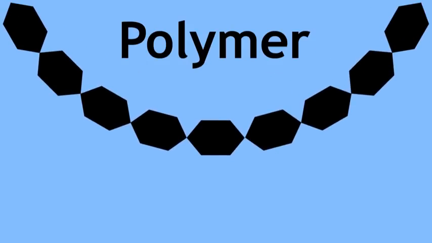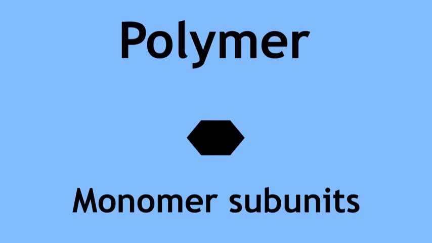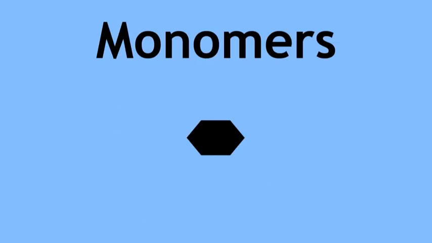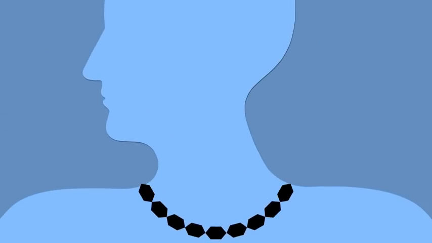A polymer is a macromolecule, or a large molecule made of many repeating monomer subunits. We can think of the monomers as beads, link them up to form a necklace, the polymer.